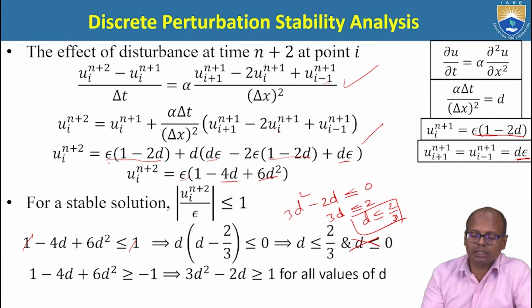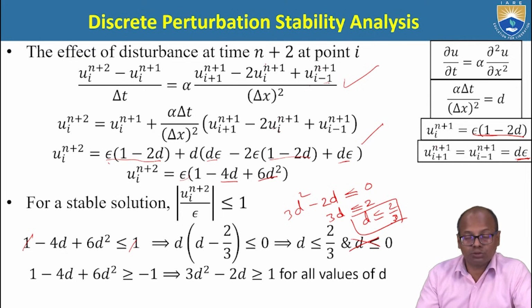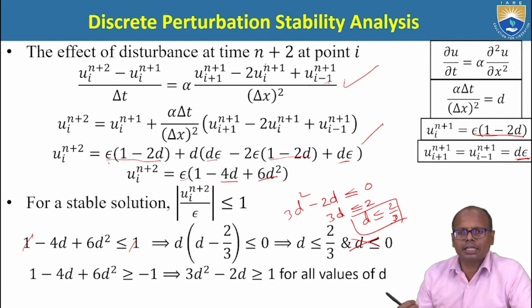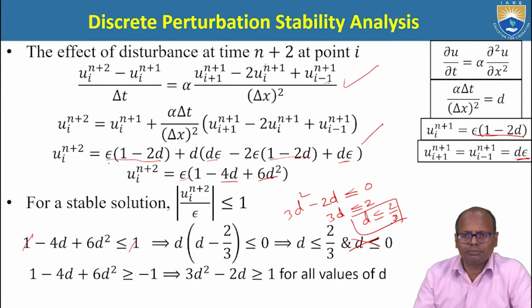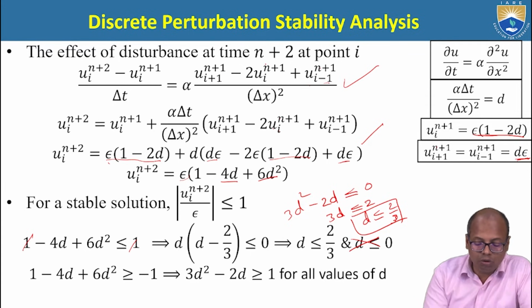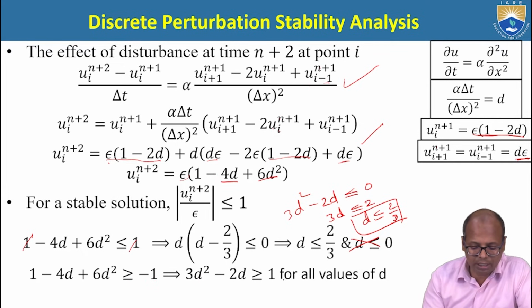Now it is less than or equal to 2 by 3. So it is less than 1. So it is decreasing. The stability criteria is getting reduced. Now if I take the other case where 1 minus 4d plus 6d square is greater than or equal to minus 1. Okay. So if this is the case, what will happen? It will become 3d square minus 2d is greater than or equal to 1.